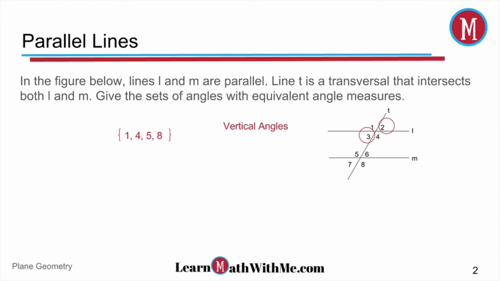Now let's start off with 2 and 3. 2 and 3 are vertical angles. And for the same reasons, then we have 2 and 7 as alternate exterior angles. And so then 7 has a vertical angle of 6. So that gives us the set of 2, 3, 6, and 7, all as equivalent angle measures.